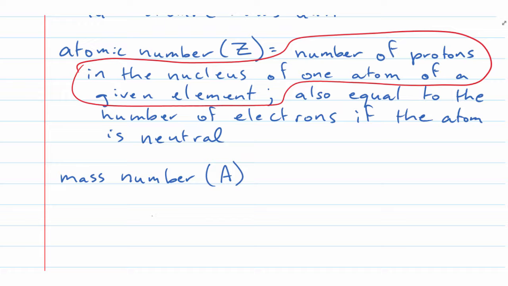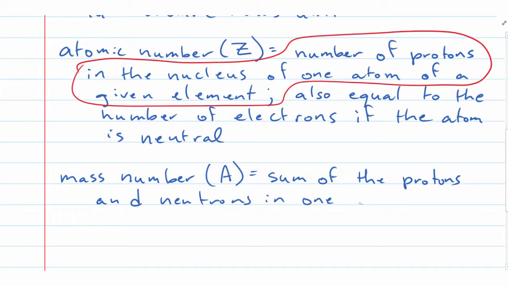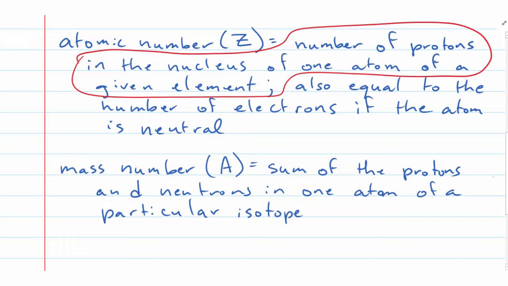And I didn't make this stuff up, okay? It's just what it is. But the mass number is designated by the letter A. And we say that the mass number is equal to the sum of the protons and neutrons in one atom of a particular isotope.